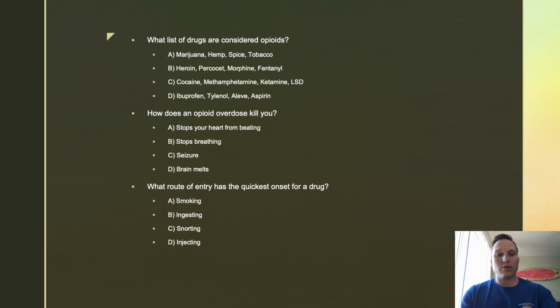The next question is, what route of entry has the quickest onset for a drug? A is smoking, B, ingesting, C, snorting, and D, injecting. And the answer here is D, injecting, because remember, when you inject something, it doesn't have the first pass effect where it goes to your liver, gets metabolized, and then goes to your bloodstream. So you're going to have a higher concentration because it goes directly to your bloodstream and it's able to go straight to the brain. And so the answer here is D.